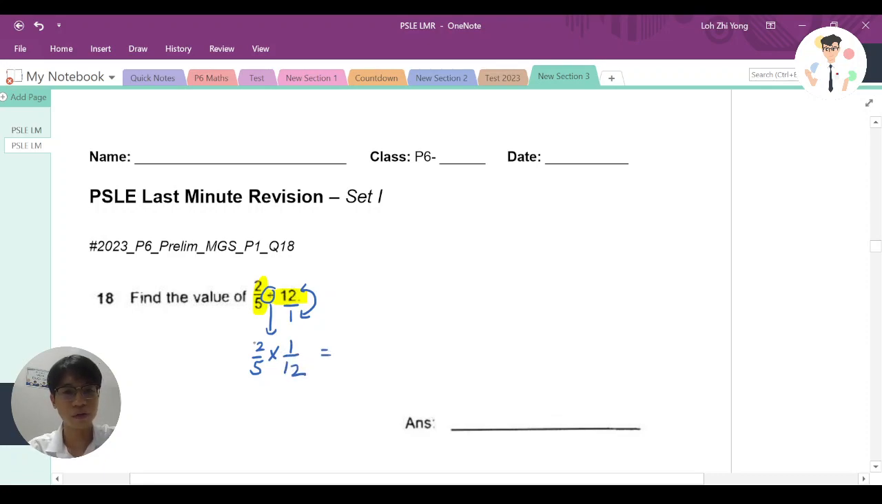Then you can simplify. 2 and 12 is 1 and 6, and the answer will be 1 over 30. That would be your answer, and we are done for this question.